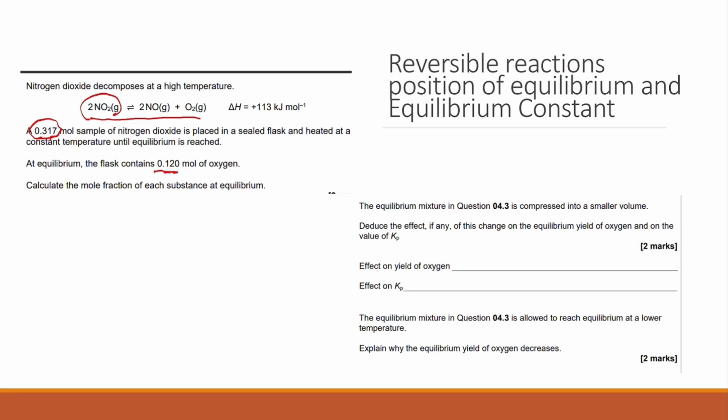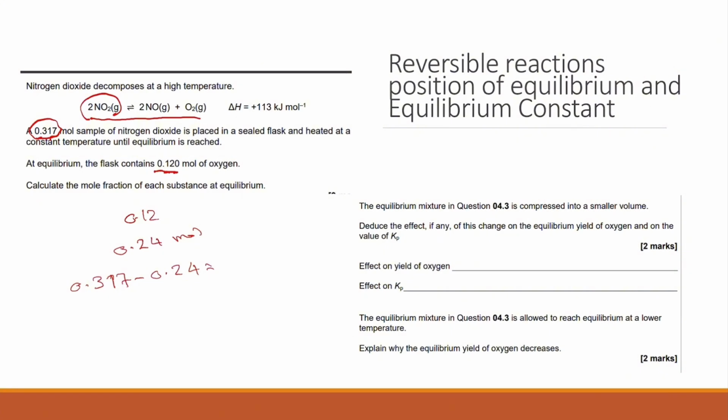So remember, you're going to use the number of moles of the product to calculate the number of moles of the reactant at equilibrium. For example, here oxygen is 0.12 moles, and 2 moles of nitrogen oxide give you 1 mole of oxygen, meaning the moles of nitrogen oxide that reacted was double this amount, so 0.24 moles. Now, the moles of the nitrogen oxide remaining at equilibrium will be the total, which is 0.317, minus the amount that reacted, which is 0.24. So this is how you calculate the moles of each at equilibrium.